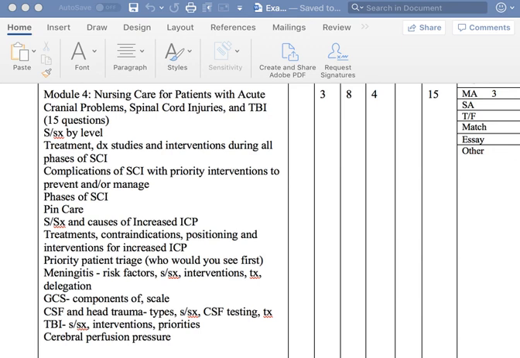Meningitis, make sure you're looking at your signs and symptoms, interventions and treatment. What type of precautions would they be on? What would be risk factors? What types of patients are at high risk for getting meningitis? And then what could you delegate for treatment? Glasgow Coma Scale. What is important about that? That's on page 1323.